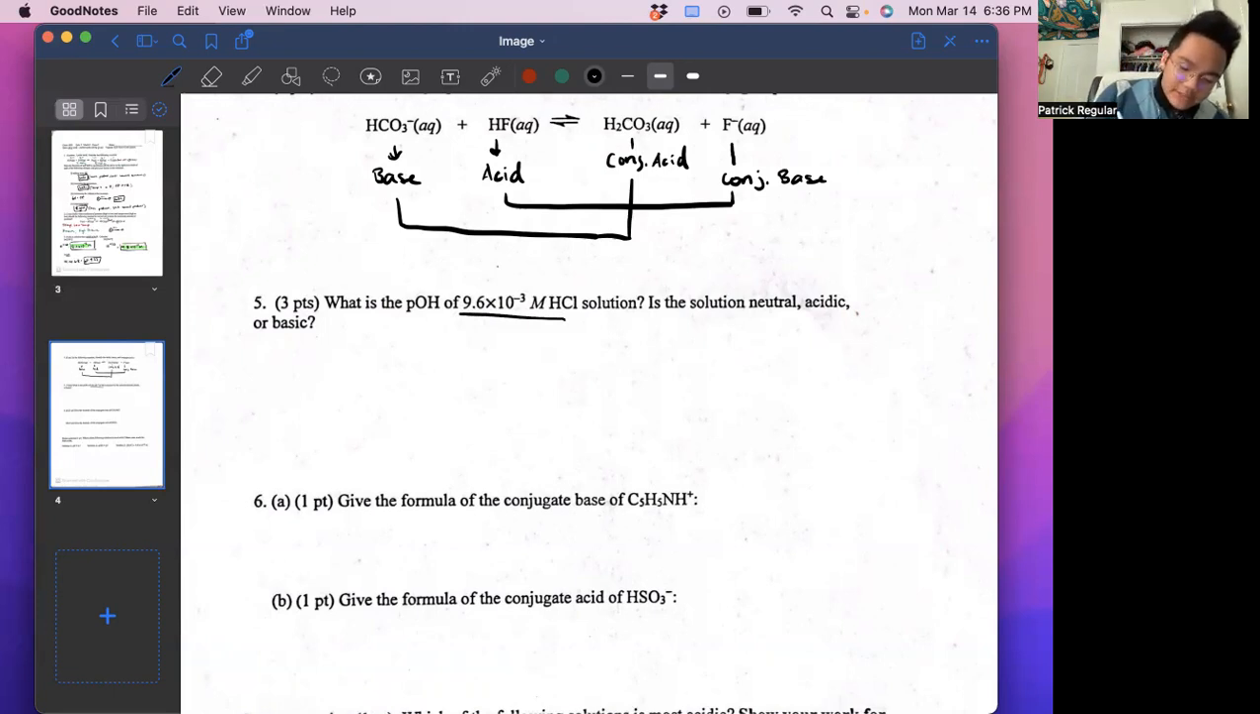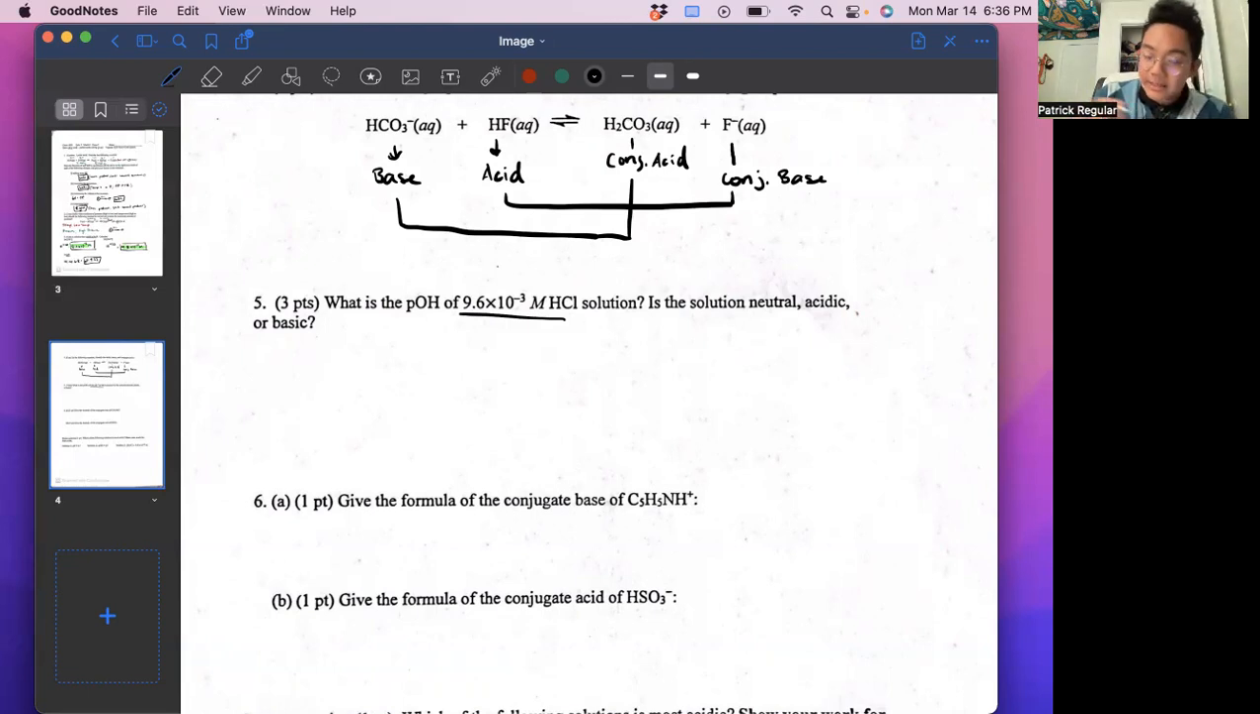We know, first off, HCl is monoprotic. It only protonates one hydrogen. And be careful, because sulfuric acid is diprotic. It's a polyprotic acid. It'll protonate twice, or can.